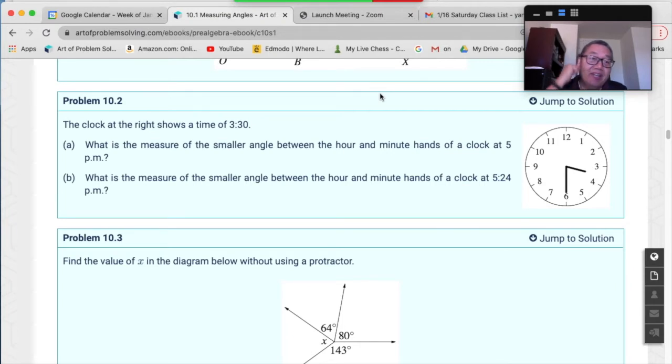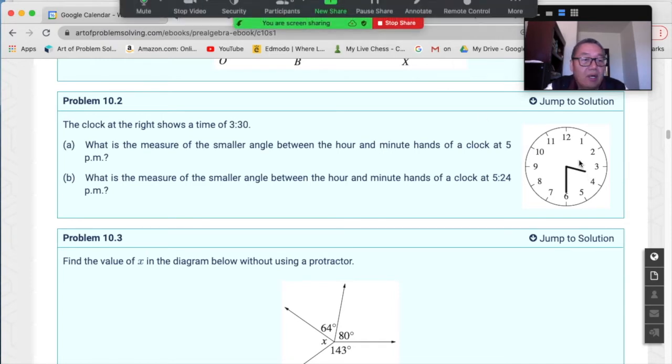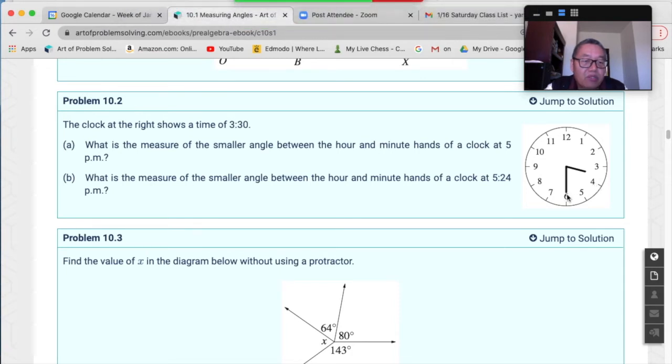Okay, so today we continue learning chapter 10. Last time we have not finished section 1, so we continue section 1. The first problem we see here is a clock at the right that shows the time of 3:30, right? The hours hand points to the middle between 3 and 4, and the minutes hand points to 6.